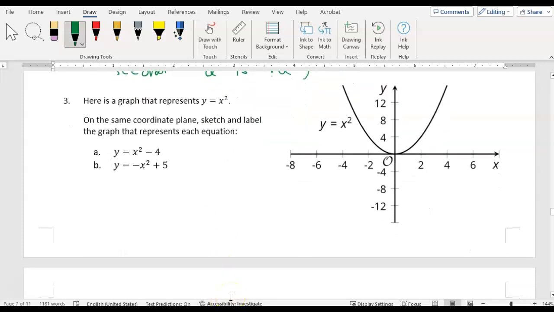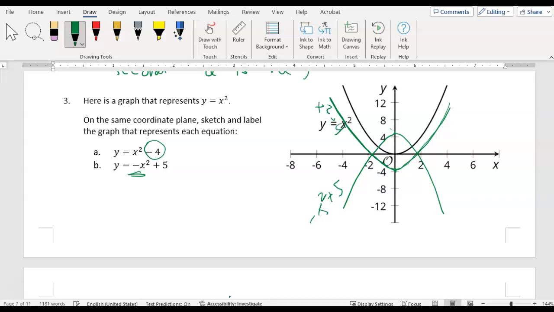All right, number 3. Here is a graph that represents y equals x squared. On the same coordinate plane, sketch and label the graph that represents each equation. So here we're looking at -4, so it's going to be more or less the same curve, but our vertex is going to be at -4. Here we have a negative, so it's going to flip upside down, and then it's plus 5. So I'm going up 5, and then I'm also flipping it downward. So I'll label this as y equals -x squared plus 5, and then this other one is x squared minus 4.